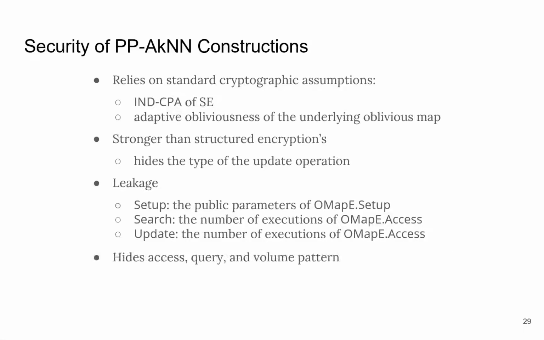We prove the security of our PPA-KN constructions relying on NCPA security of the underlying standard symmetric encryption scheme and adaptive obliviousness of the underlying oblivious map. The leakage profile contains the setup leakage, which are the public parameters of OMAP setup. Both search and update leak the corresponding number of executions of OMAP access.